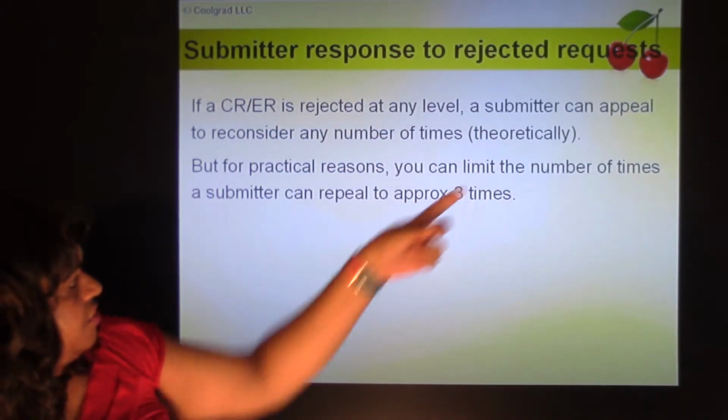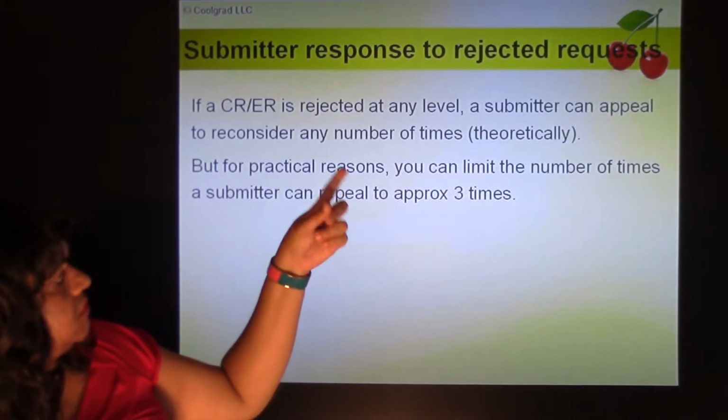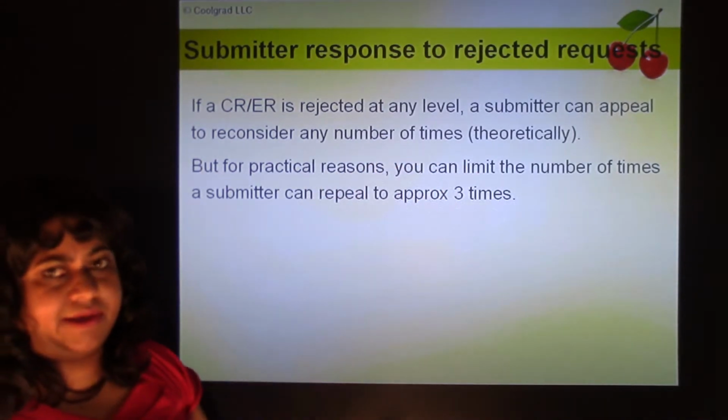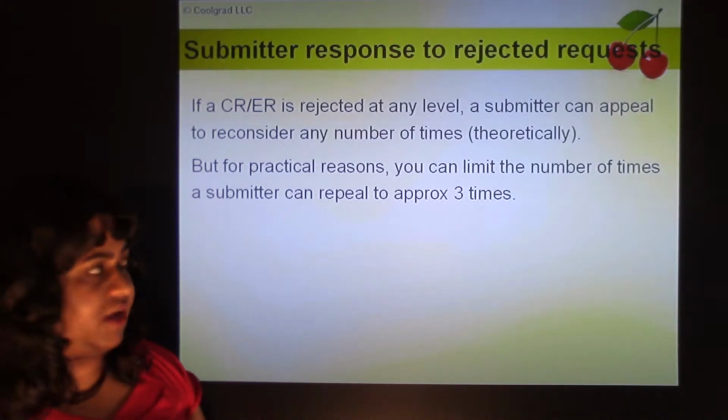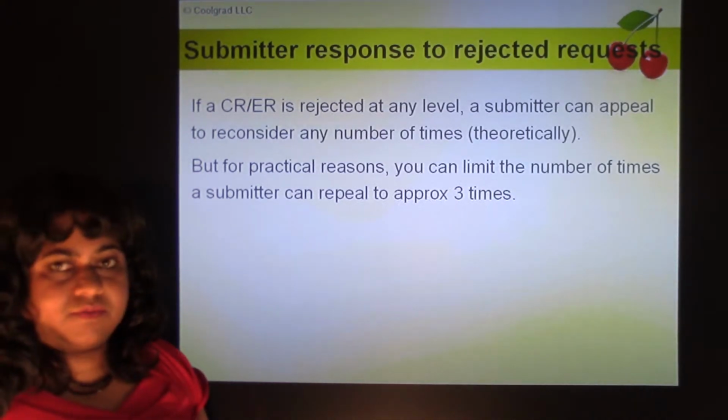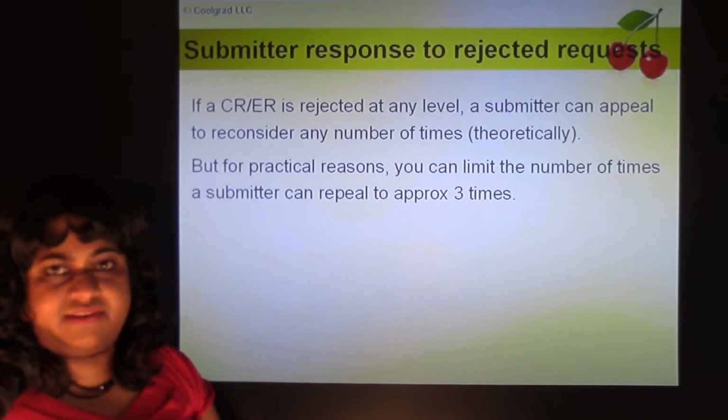Submitter response to rejected requests. So the submitter can appeal up to about 3 times for practical considerations, or theoretically an endless number of times. And then after 3 times, if it's still considered invalid, it's invalid.